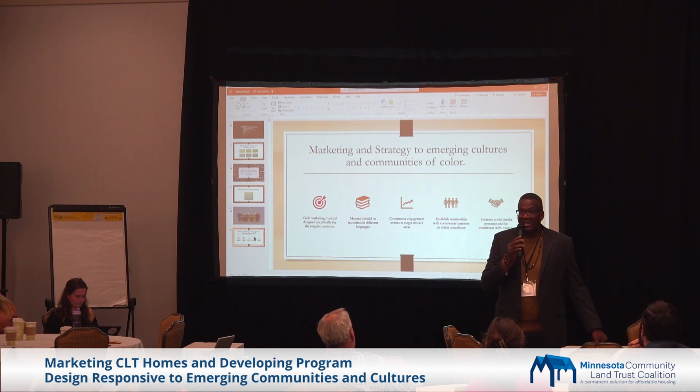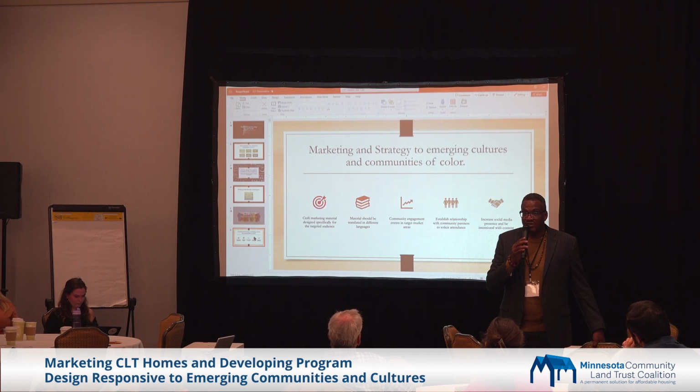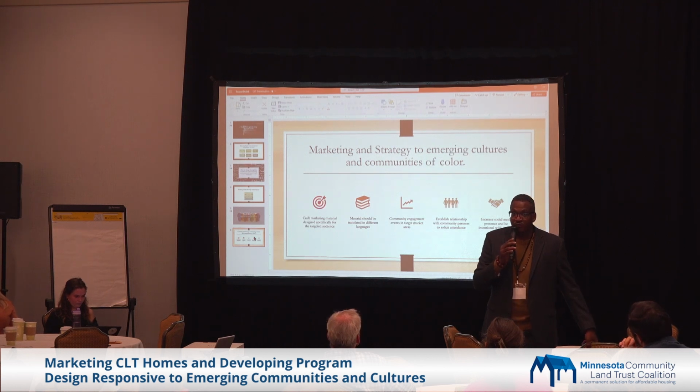Because let me tell you something, the black church, they listen. But the black church ain't the black church no more. Everybody's in the black church. And at the end of the day, you don't have to be political. What you're trying to do is increase homeownership and benefit to people who otherwise wouldn't have it.